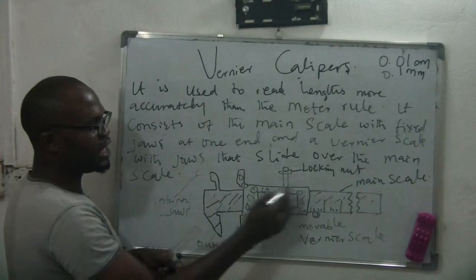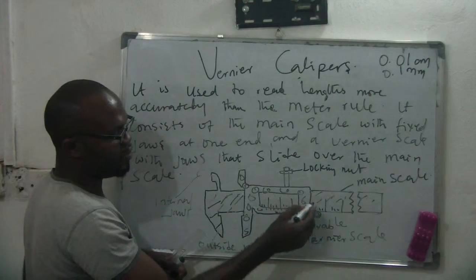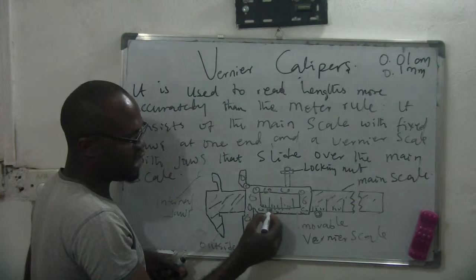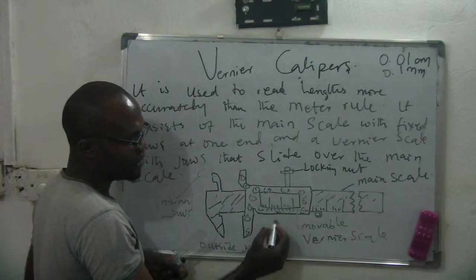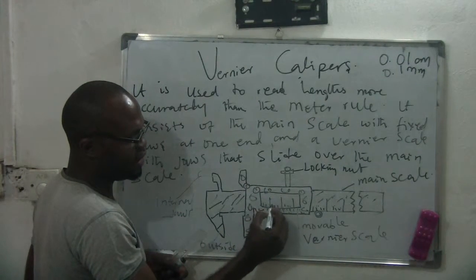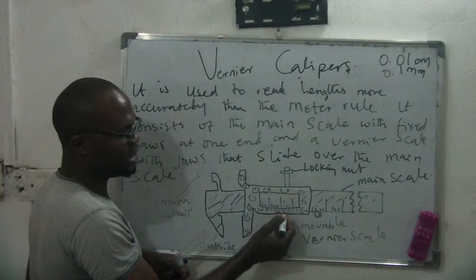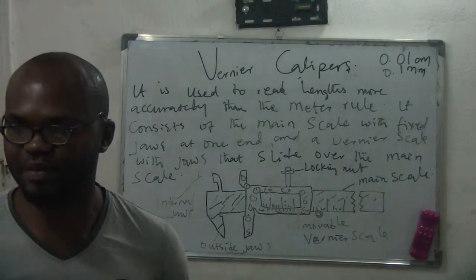So anytime you want to take a reading from vernier scale, it must be the combination of the reading from the main scale plus that of the vernier scale. Can you see the calibrations on the vernier scale? Yes. This is the calibrations on the vernier scale, whereas this one is the calibrations on the main scale. So the calibration of the main scale plus that of the vernier scale gives you the calibration of the vernier caliper. Is that clear?